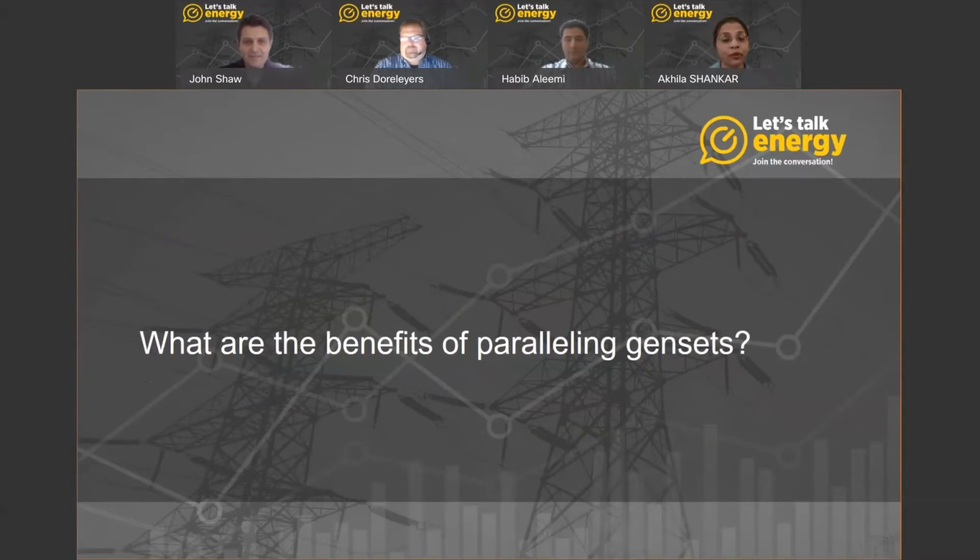John, there are 4 advantages of operating gensets in parallel. The first one is redundancy. Redundancy is inherent when you operate multiple generators in parallel, and this provides greater reliability than a single generator serving critical loads in a system.